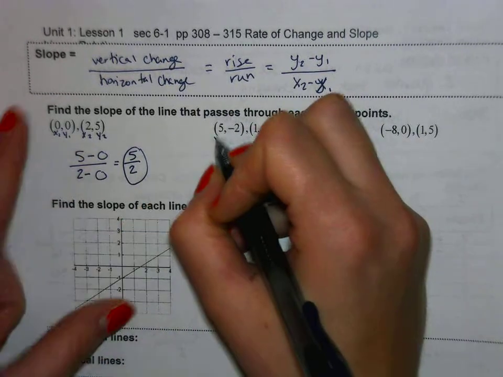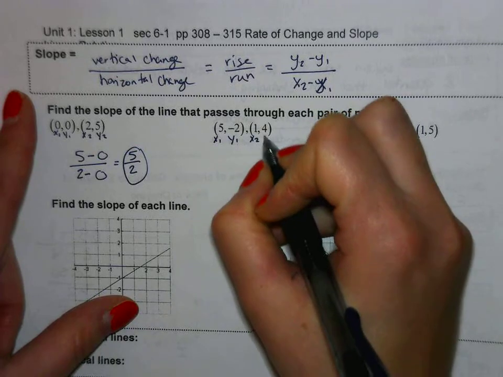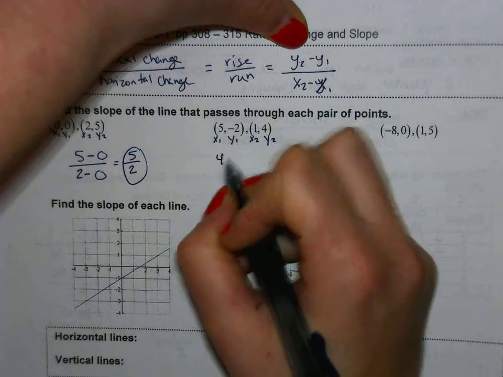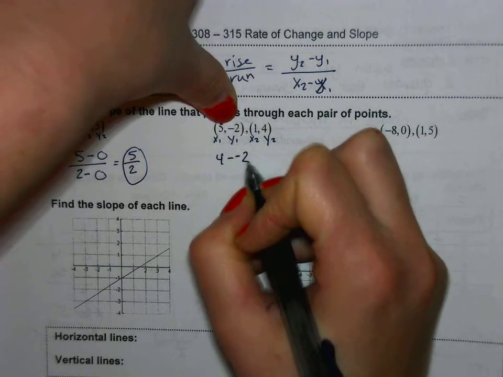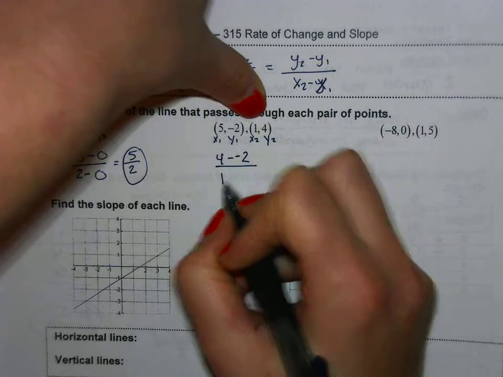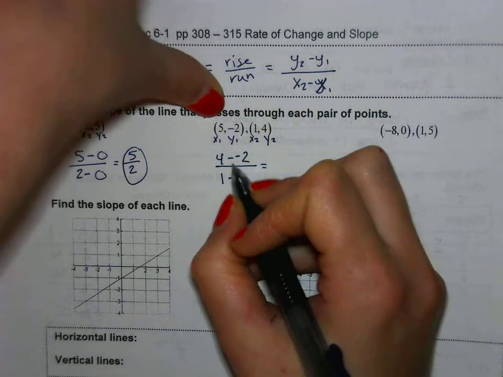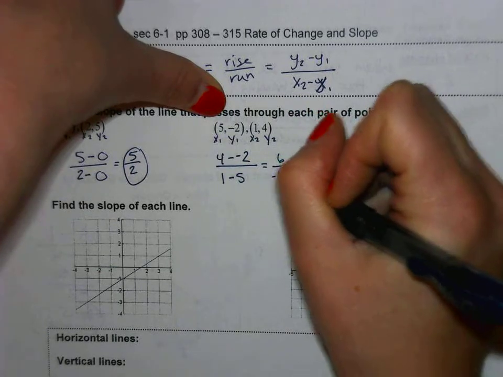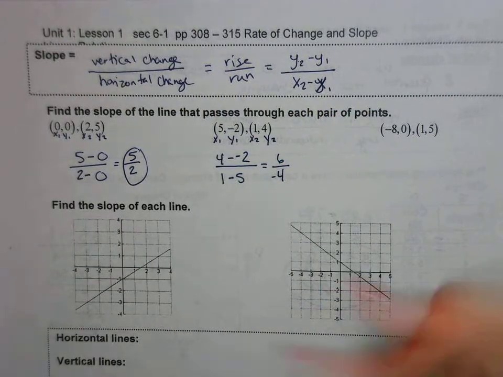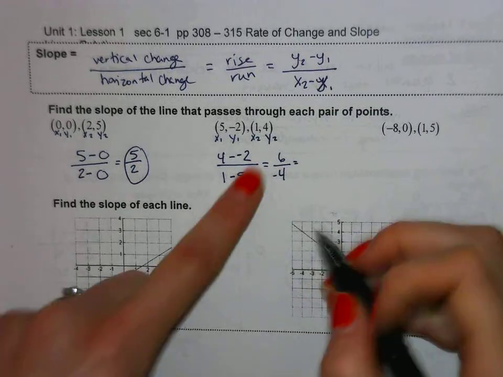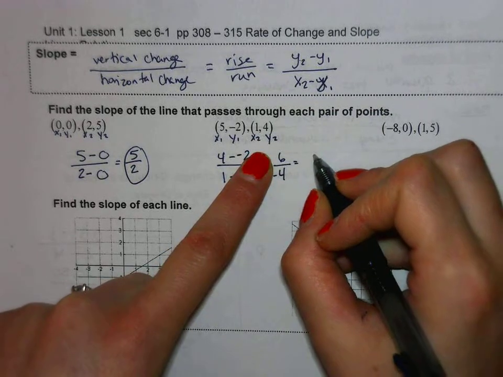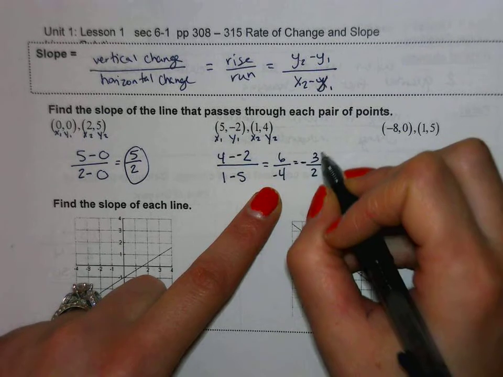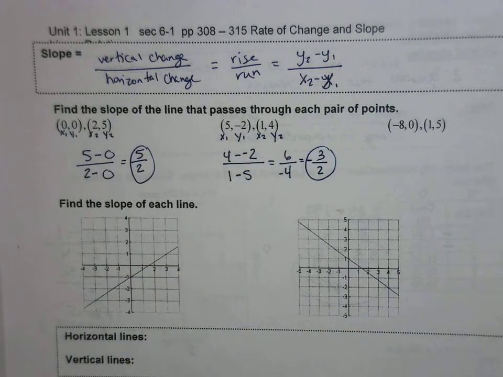So let's try this one. x1, y1, x2, y2. So we take our y2, which is 4, subtract it from our negative 2, x2, 1 minus 5. So 4 minus a negative 2 is 6. 1 minus 5 is a negative 4. But this can be reduced. 2 can go into both. So 2 can go into 6 3 times. 2 can go into 4 2 times. And we have a negative. So we have a slope of negative 3/2.